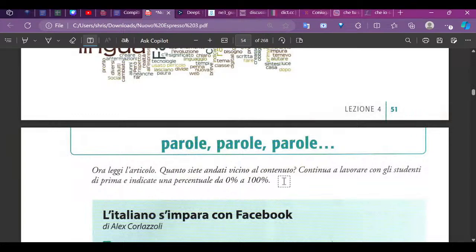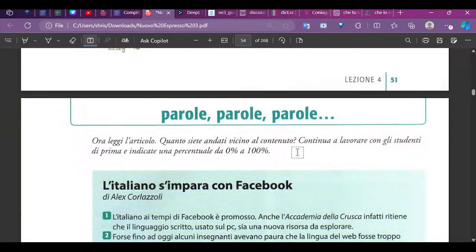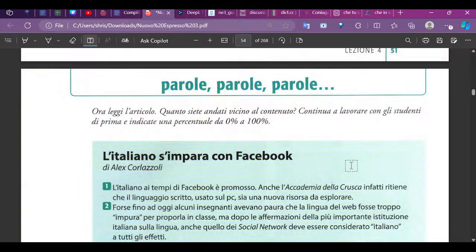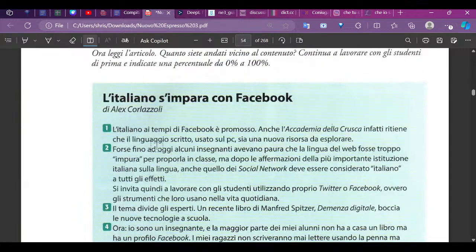Right, so ora leggi l'articolo. Quando si era. Okay. Read the article. Just read the article. L'italiano si impara con Facebook di Alex Corlazzoli. L'italiano ai tempi di Facebook è promosso. Anche l'Accademia della Crusca? I think it should be Crusca.